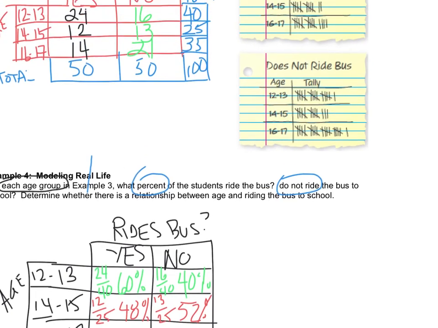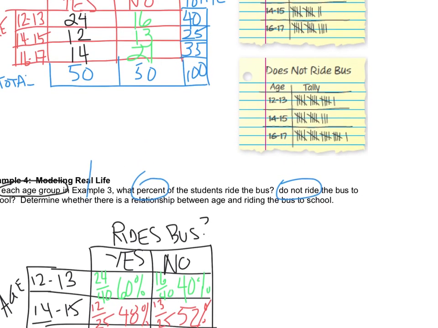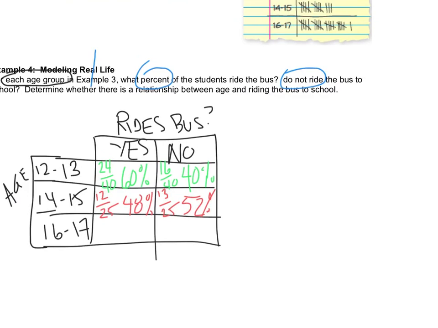And then my last one is, we're talking about the older kids. So 14 out of 35 and 21 out of 35. And then we've got to go ahead and just figure out what those numbers are. So 14 out of 35 is 0.4, which is 40%. 21 out of 35 is 0.6, which is 60%.